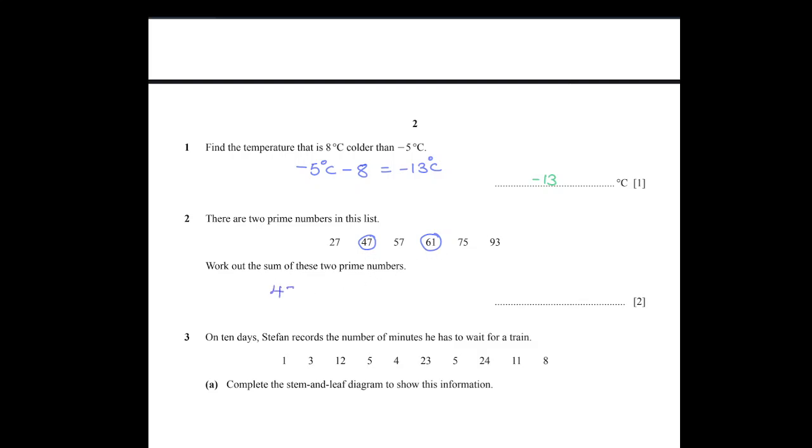Add them. 7 plus 1 is 8 in the ones place. 4 plus 6 is 10 in the tens place. So 108 is the answer. Question number 2 is done.